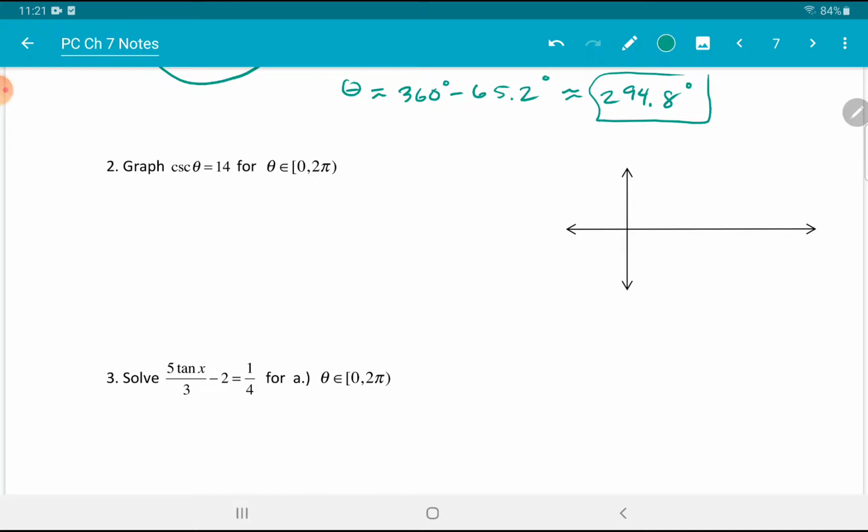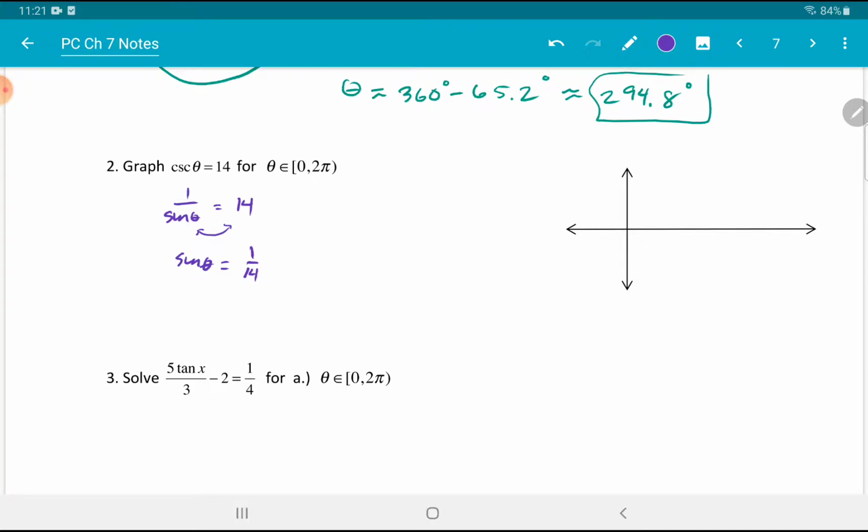We know that cosecant is really the same thing as the reciprocal function of sine. So what we're really saying is 1 over sine theta is equal to 14. In turn, if we multiply things around, doing a little bit of algebraic manipulation here, what we're saying is that sine of theta is equal to 1 over 14. Okay? Let's pause there. I just wanted to show you what exactly cosecant was talking about.